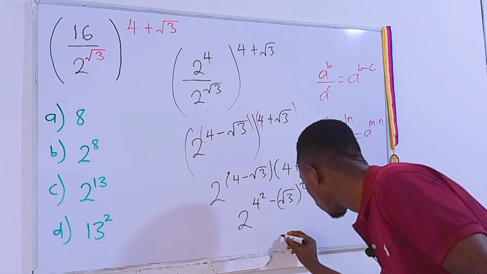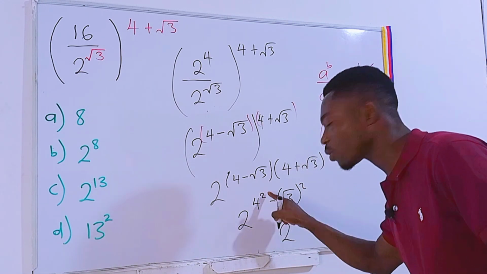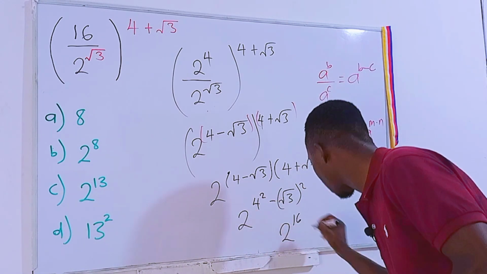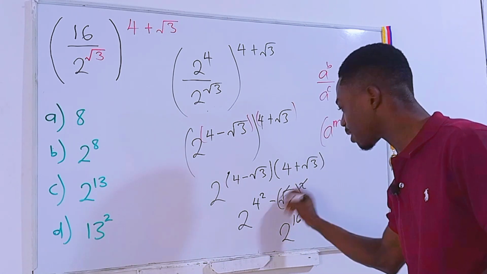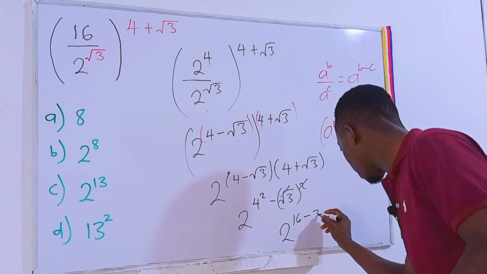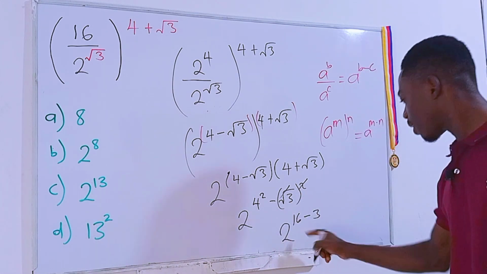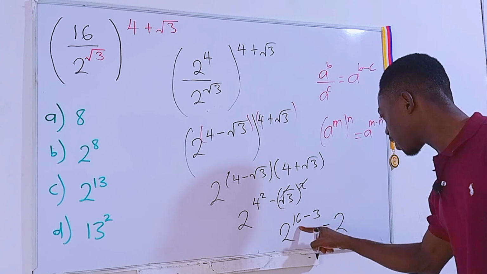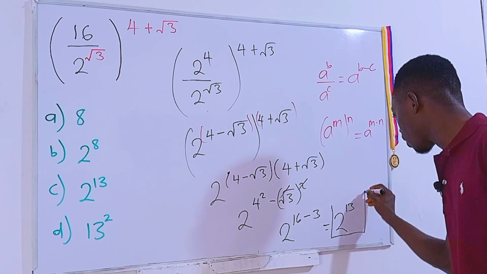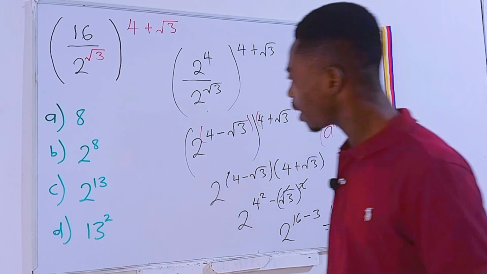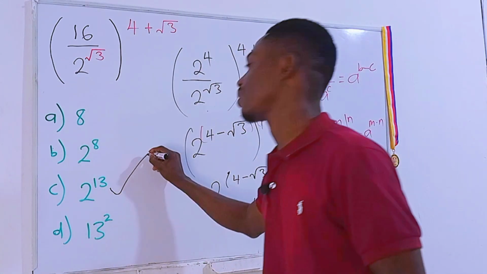Great. So we have 2 to the power 4 squared, that is 16. Then minus, with this, we can see that this and this will go and we'll be left with just 3. Now we have the power to be 16 minus 3, which is 13. So this is the answer, which happens to be option C.